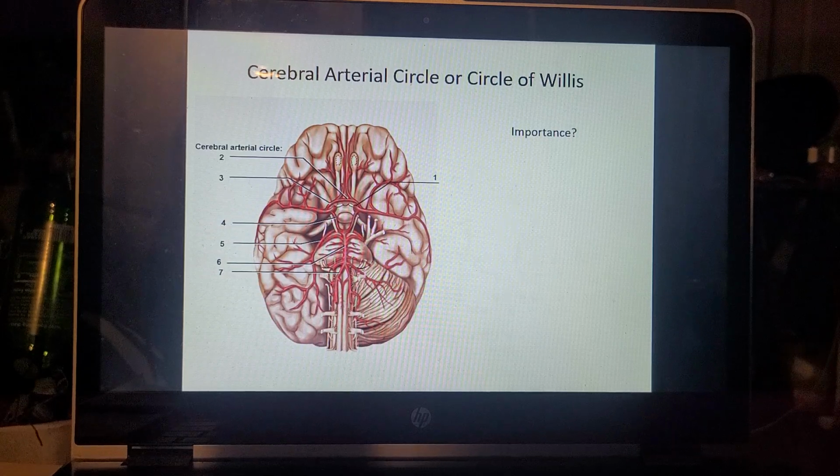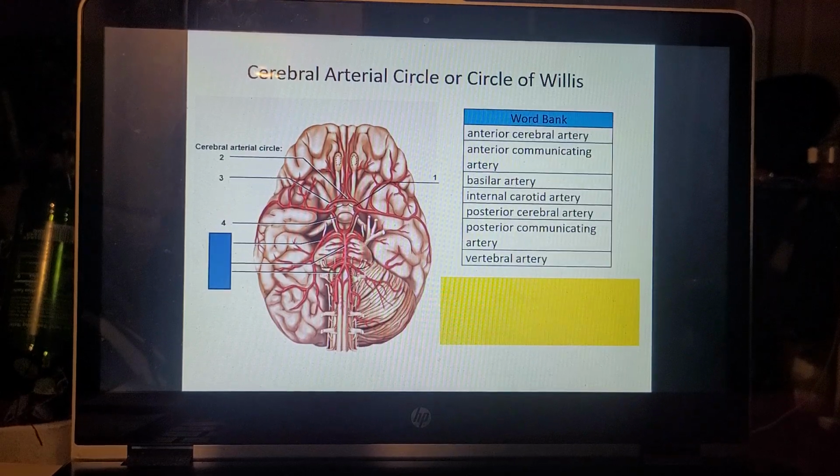So labeling of the cerebral arterial circle, also called the circle of Willis. So the importance of the circle of Willis is blood distribution in the brain. Time for labeling. So starting with number 1 through 4.